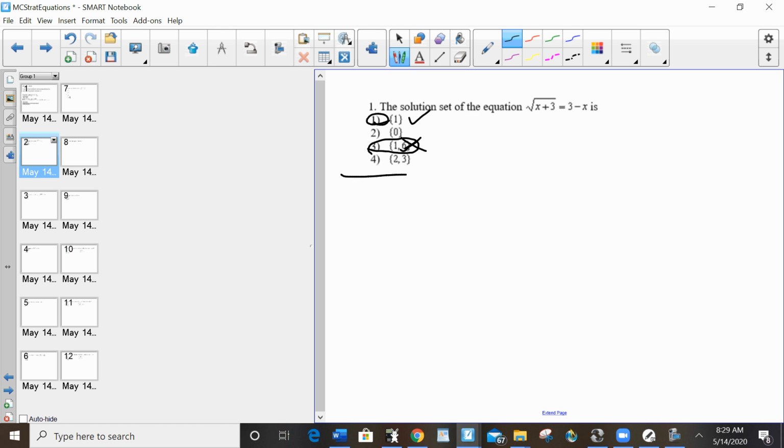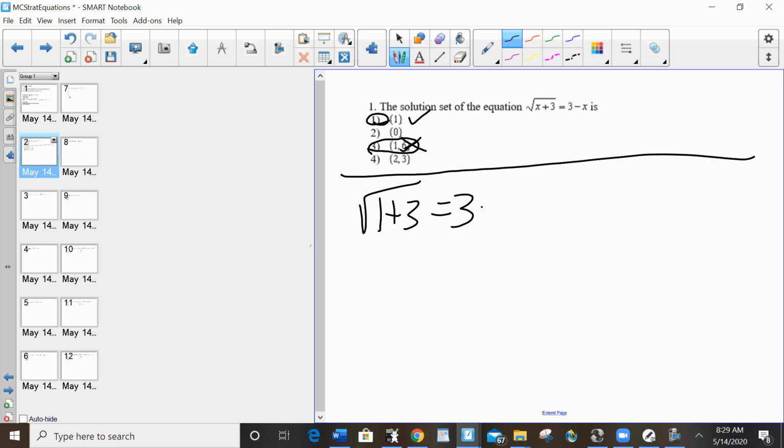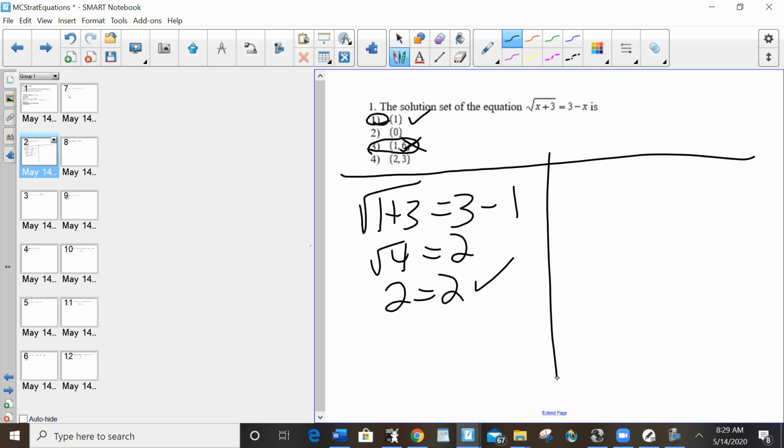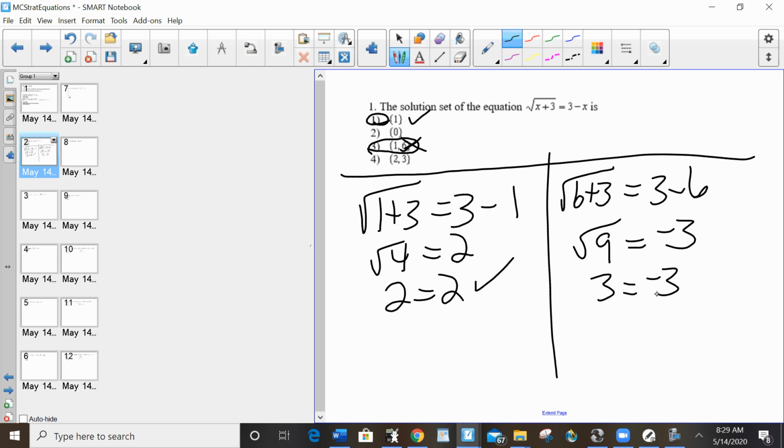Nice and quick. Now, if I'm doing this without a calculator, again, I'm checking choice 1, so I'm substituting in 1. So I'm doing radical 1 plus 3 equals 3 minus 1. Radical 4 equals 2. 2 equals 2, yes. Now, again, I have to check 6. So I'm substituting 6 in. 6 plus 3 is 9. 3 minus 6 is negative 3. Is 3 equal to negative 3? No. So only 1 is your answer.